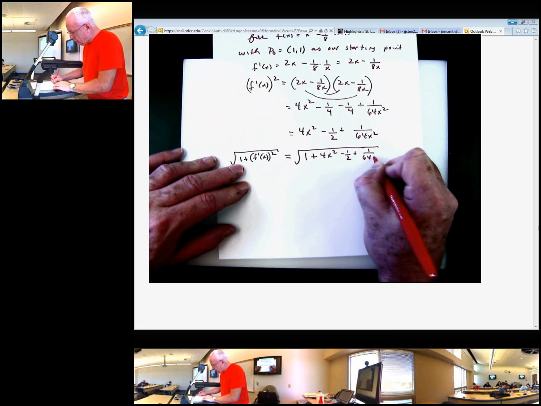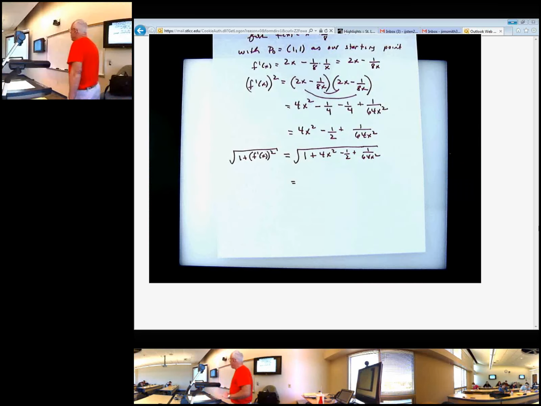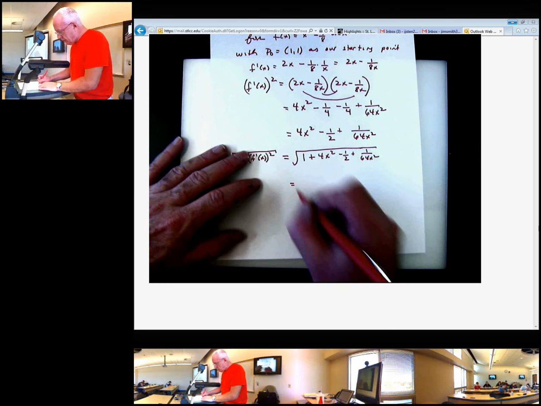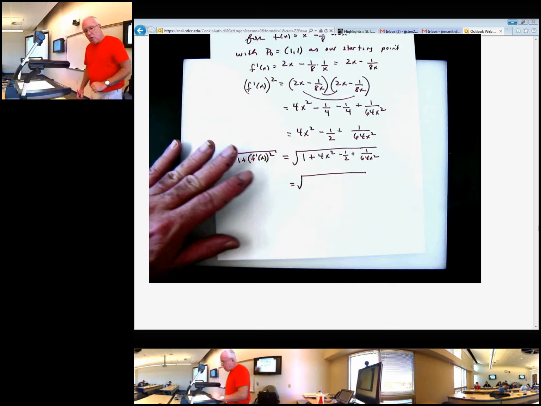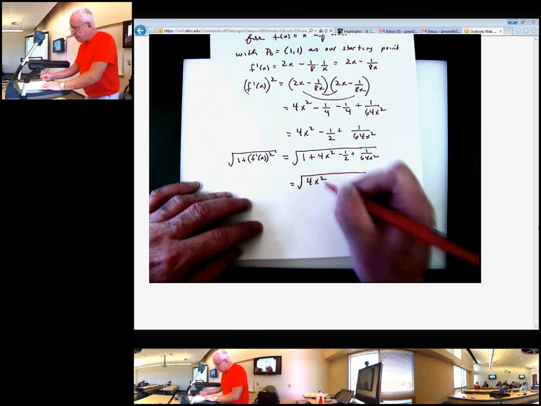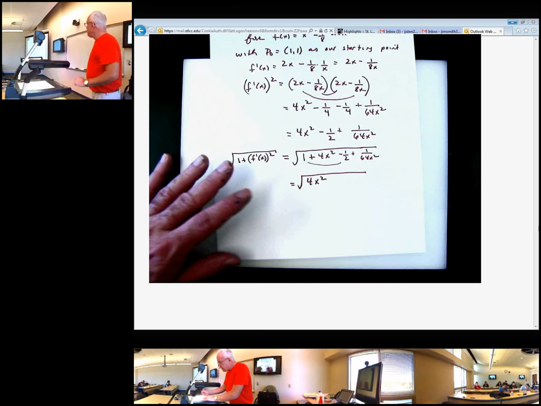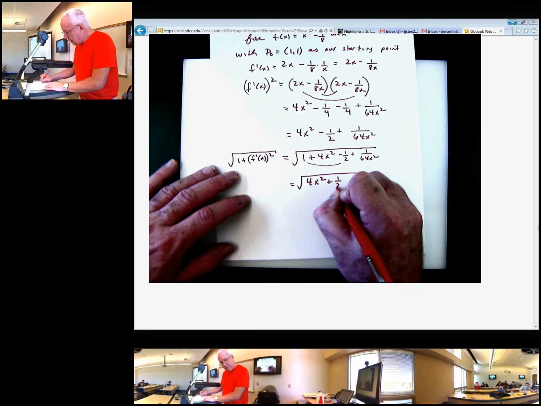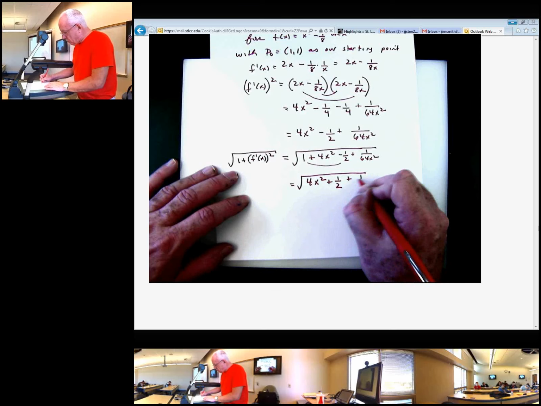1/64x squared. All right, so what we need to do, of course, is combine the 1 and the negative 1/2 together. And let's see what we come up with here. So let's write it like this. I'm going to lead off with the 4x squared. Now let's combine 1 minus 1/2. That's going to give me a positive 1/2. And then I have my 1/64x squared.